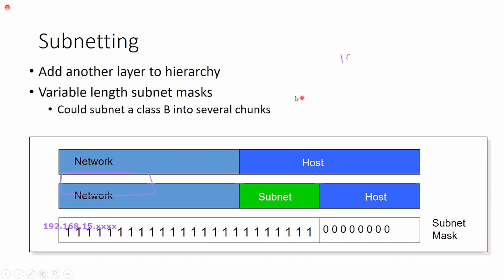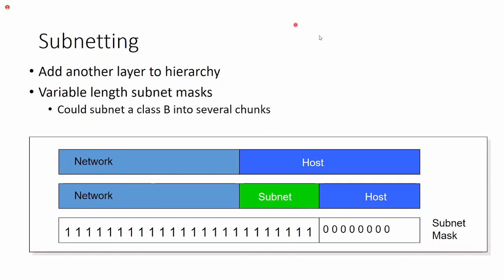Right. So earlier we had the network ID and the host ID. Now, with this network, the host part is again divided into a subnet part and a host part. So this subnet part is used to define those different networks.